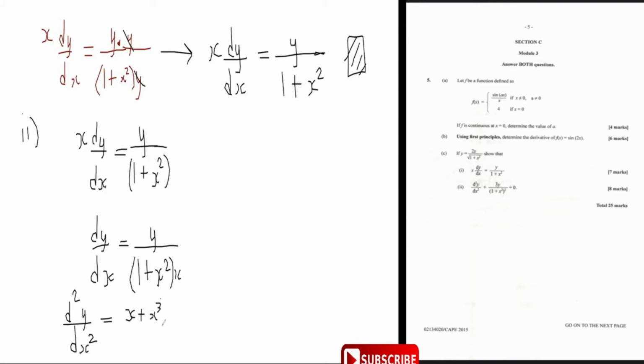Start with the bottom times the differential of the top. When you differentiate y, you get dy by dx, and we already know what dy by dx is. It's in this line. Minus the top, which is y, times the differential of the bottom. When you differentiate x plus x cubed, differentiating x gives 1 and differentiating x cubed gives 3x squared. And this is all over the bottom squared.